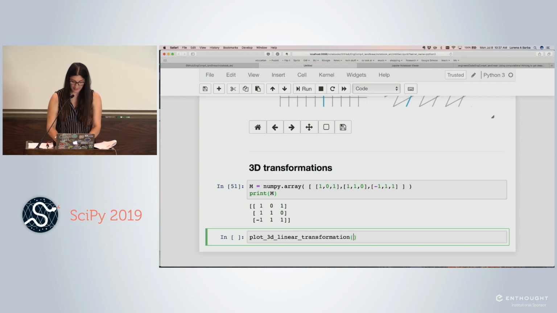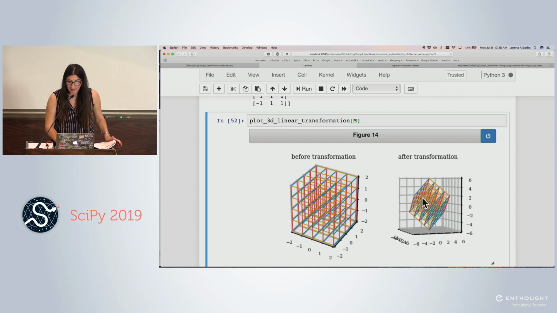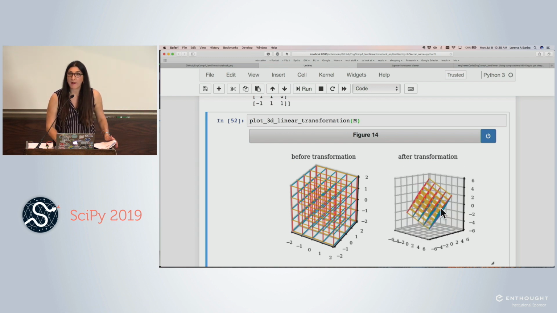plot 3D linear transformation with M as an argument. And out comes a nice interactive figure, and this time we're going to use the interactive figure. You see that on the left-hand side we had this grid in 3D space. On the right-hand side we still have a grid, but things have been sheared about a little bit. But we can move this and see that it is still a cube of grid lines. So it is a little harder to figure out what's going on already in 3D. It's a little hard to visualize.